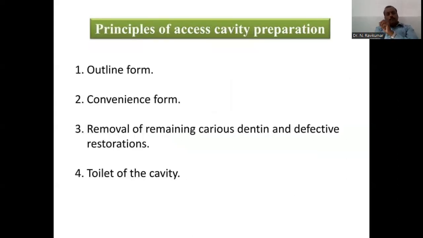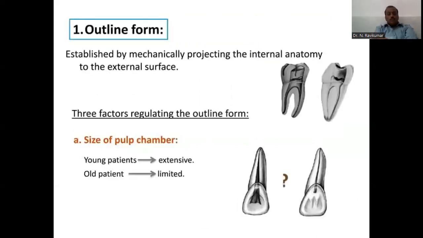Then move on to the principles of access cavity preparation. The various steps of cavity preparation are outline form, convenience form, removal of caries and defective restoration, and cleaning of the cavity. So what is outline form? To enter into the pulp chamber to get the orifice, we also do some modification of the tooth structure. It is established by mechanically projecting the internal anatomy to the external surface. This is the outline form.